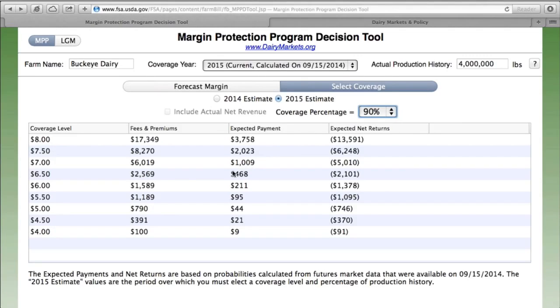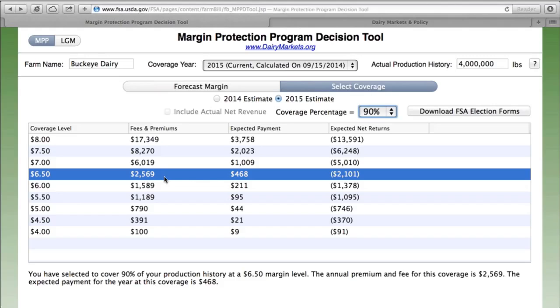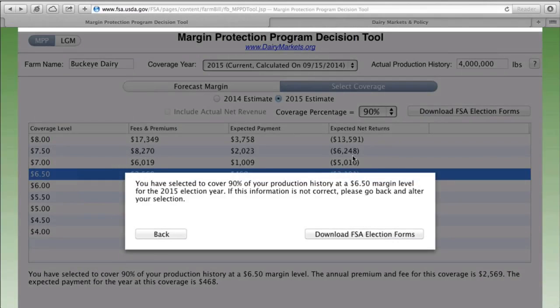So what we identify is that for this particular dairy, my Buckeye Dairy, for $6.50 coverage in 2015, it costs $2,500. My expected payment's $468, but I'm protecting myself against unanticipated risk in milk and feed markets. So if that's the decision I've made here, I can go to download FSA form. Now it'll ask me, it says, you've selected to cover 90% of your production history at the 6.50 margin level. Are you sure? Is that your final answer? And if it's correct, you click download FSA forms.